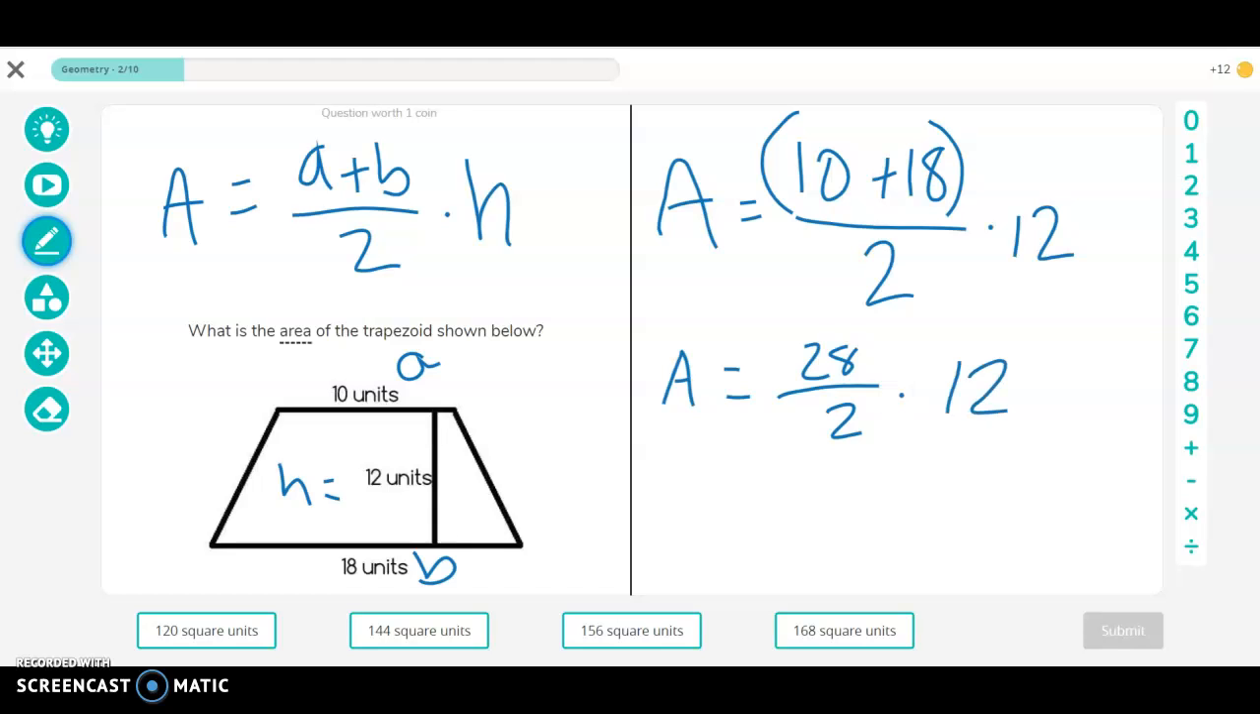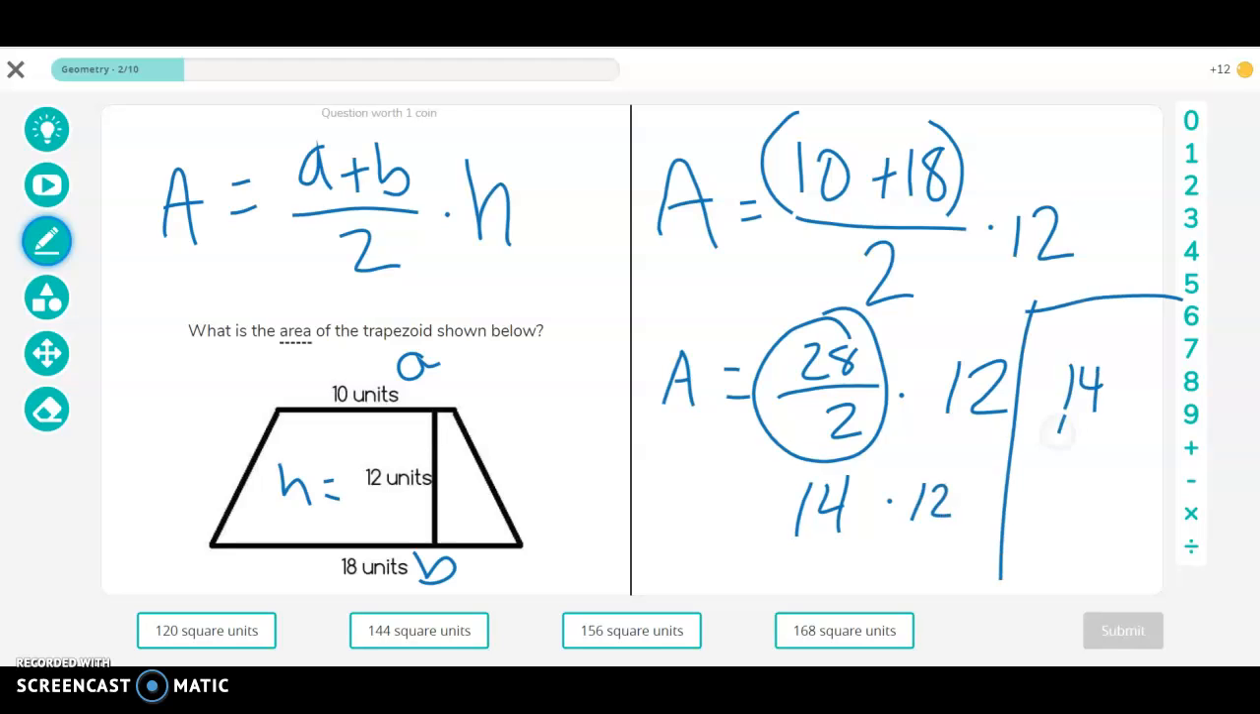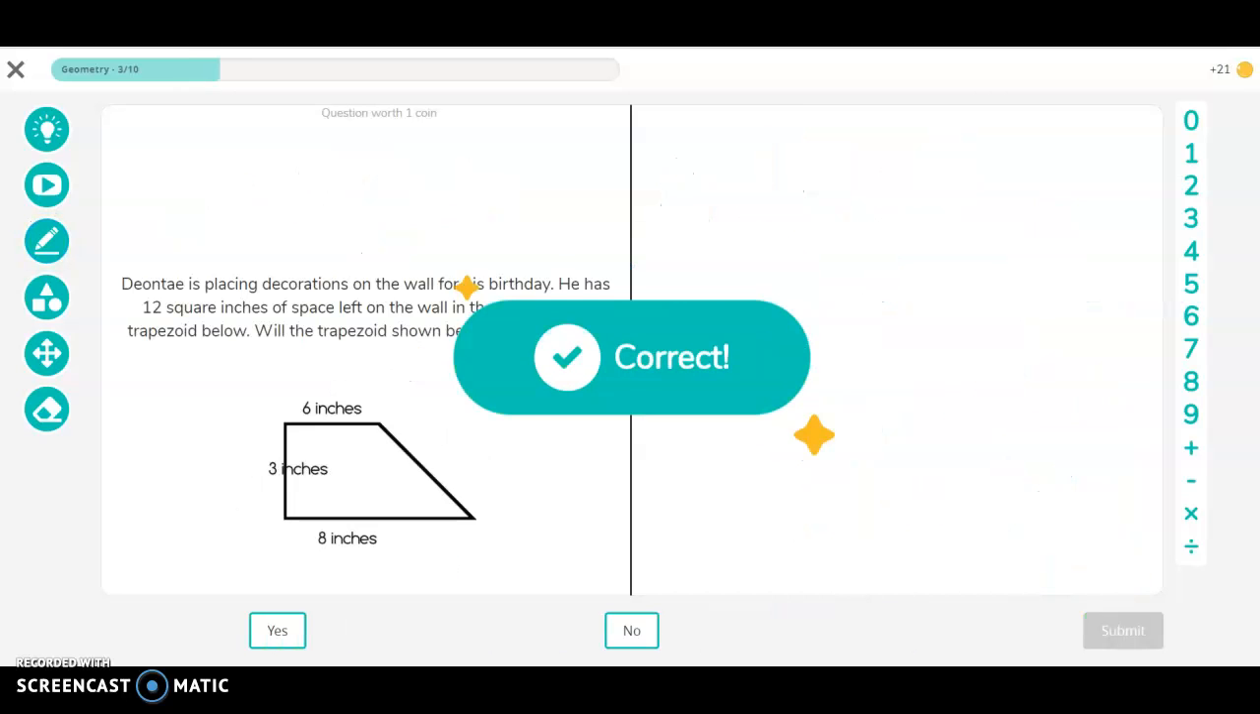Then remember PEMDAS, and so division comes first in this case here. So 28 divided by 2 is, let's see, 2 goes into 2 once, and then 2 goes into 8 4 times. We have 14 times 12. And we're going to solve that. Over here, we get 8 and 2. Remember, 4 times 2 is 8, 2 times 1 is 2, drop your 0, move over, 1 times 4 is 4, 1 times 1, then we add all of these, and we get 8, 6, and 1. So we have 168 units squared. So find that answer, click, and submit.